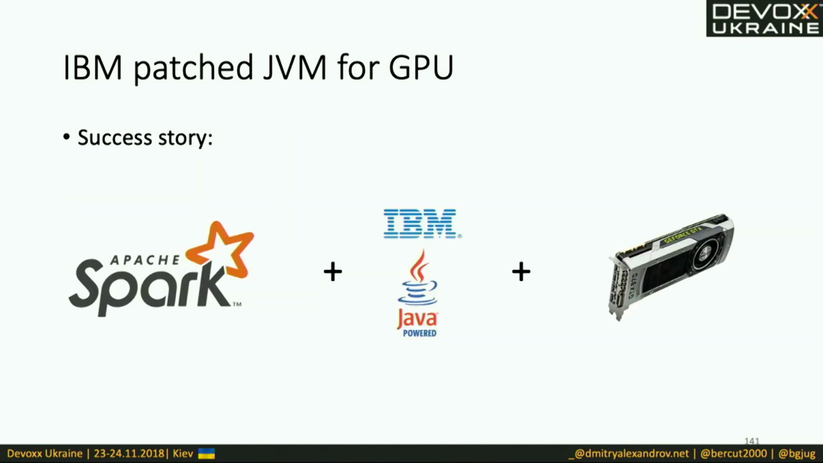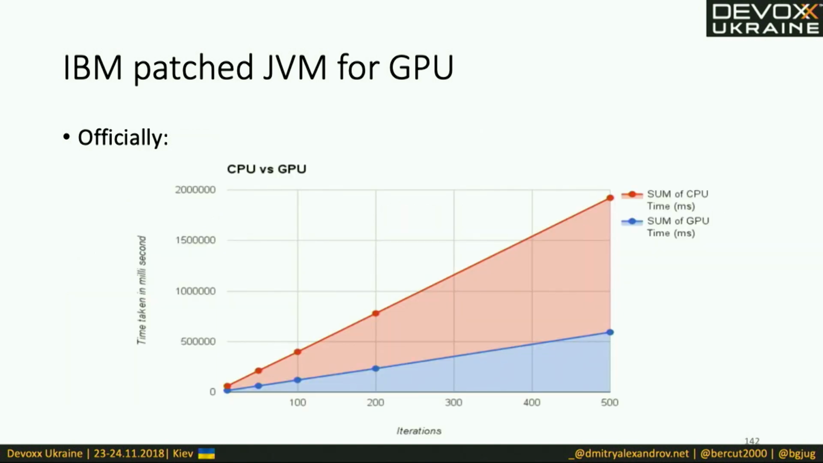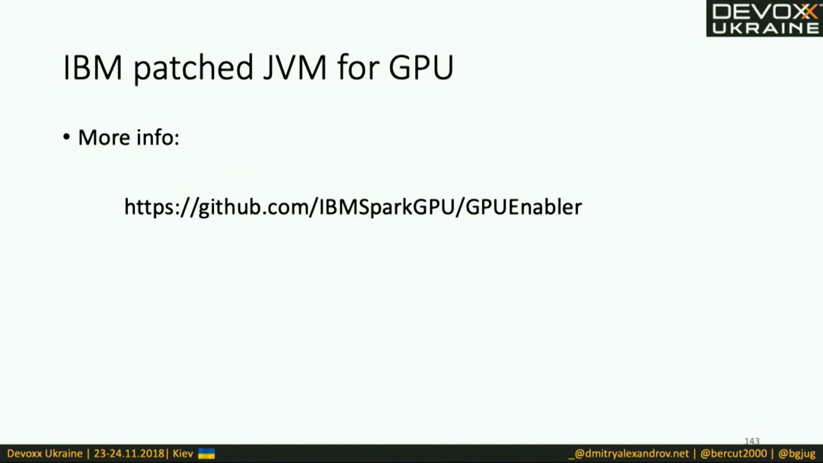And as a result, you have probably heard of the Spark framework. If you enable GPU on it with the IBM virtual machine, you receive a huge gain in iterations, as they say. So you get a lot of iterations which can be offloaded from Spark. Just check this GPU enabler, it's available to you.